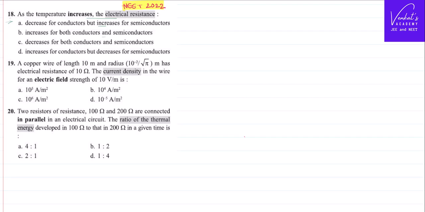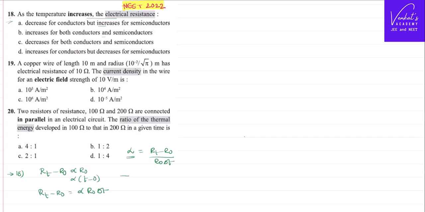To understand how temperature affects the resistance, we should know that there is a term called temperature coefficient of resistance, which is identified as: the variation of the resistance with temperature is directly proportional to the initial resistance and also directly proportional to the temperature difference. That proportionality is eliminated with a constant alpha, R0 into delta T. So alpha can be expressed as (RT minus R0) by R0 delta T. This is called the coefficient of resistance with temperature.